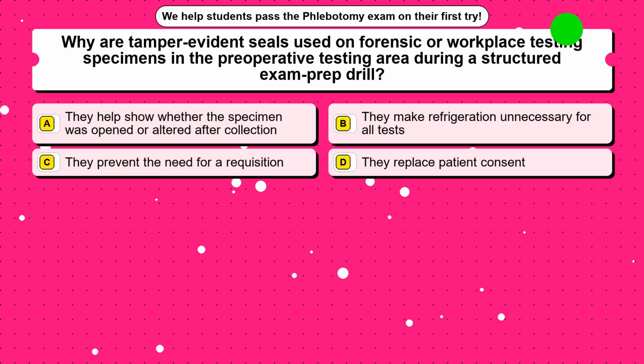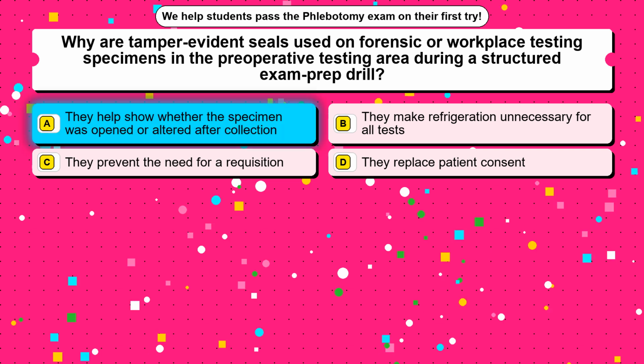Question 61. Why are tamper-evident seals used on forensic or workplace testing specimens in the preoperative testing area during a structured exam prep drill? Option A. They help show whether the specimen was opened or altered after collection. Option B. They make refrigeration unnecessary for all tests. Option C. They prevent the need for a requisition. Option D. They replace patient consent.